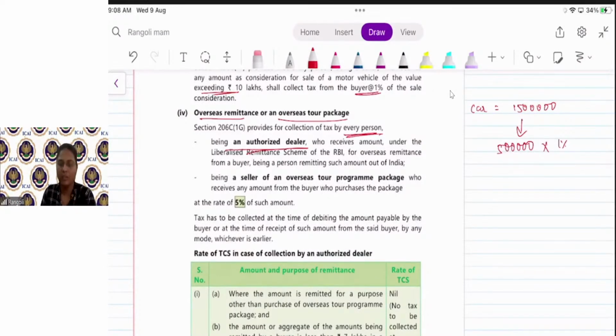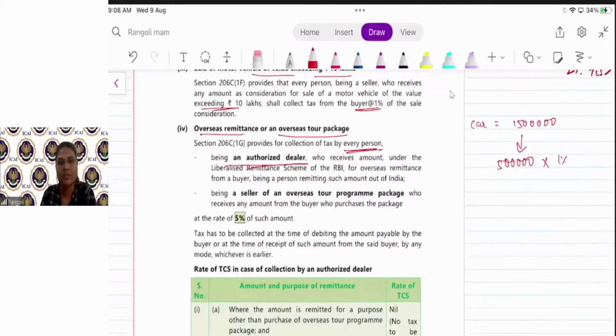Now say for example, if you are purchasing a foreign tour package, if you are visiting any country, then you are purchasing an overseas tour program package. Then the seller of the tour package will collect TCS at the rate of 5% from you. Say for example, if I am visiting Canada and I am purchasing a tour package from a tour operator, and the cost of the tour package is 5 lakh rupees.